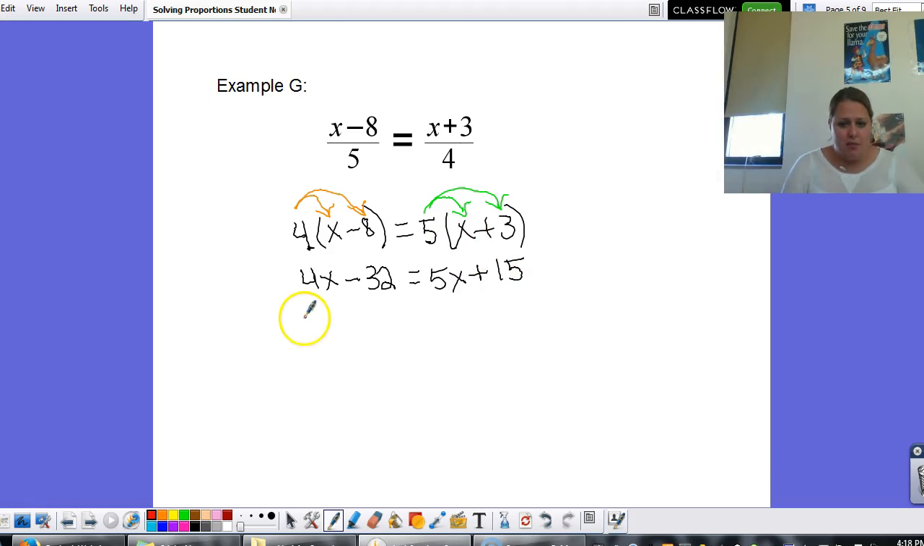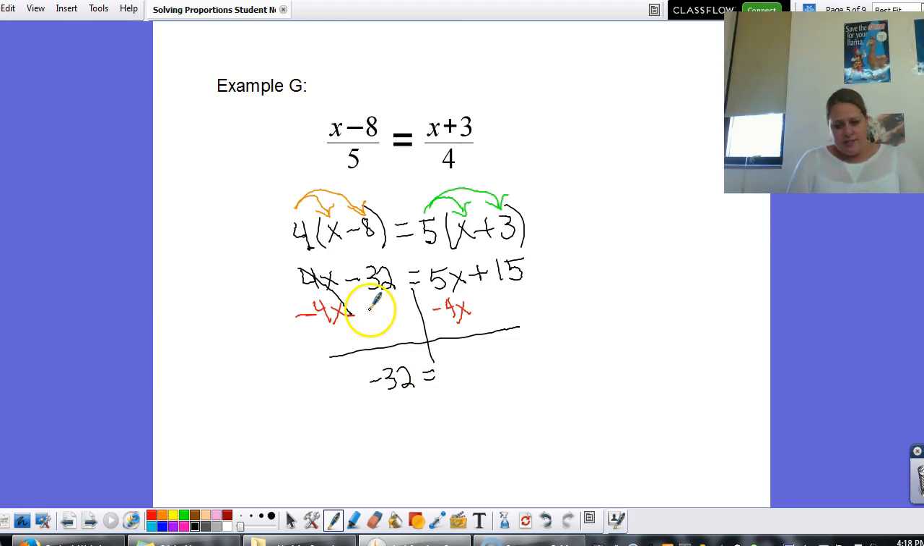So let's get rid of one of them. Doesn't matter. I'm going to pick the 4x. It's going to make my math work out nice. That's the only reason. So since it was positive, I'm subtracting 4x from both sides. Let's see what's left over. Well, 4x minus 4x is 0. Gone. We wanted that to happen. Negative 32 left over on the left side.